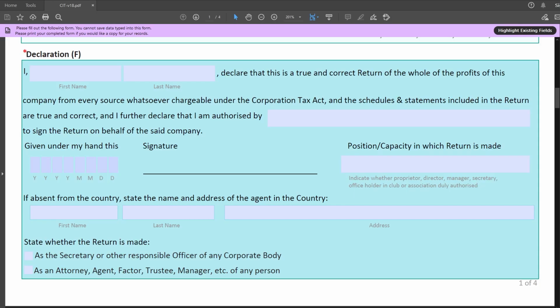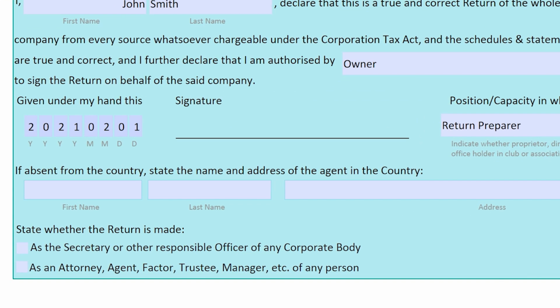Moving along, we enter into Section F, the declaration. This is the most important part of the return because as the preparer, you are declaring that everything is true and correct and that you have disclosed income from all sources under the Corporation Tax Act. Therefore, the preparer must state his or her first and last name, who approved you to complete the return, the date the return was given to you, sign and state your position or capacity in which the return was made. If absent from the country, state the name and address of the agent in the country and who prepared the return.